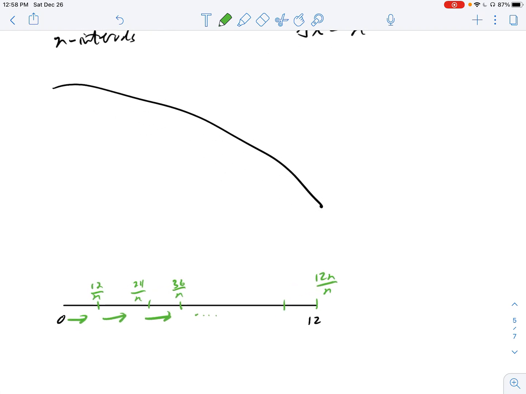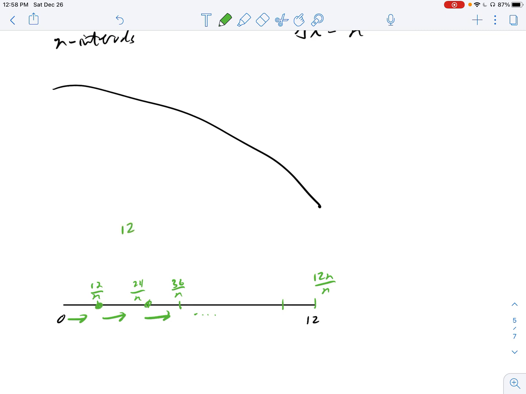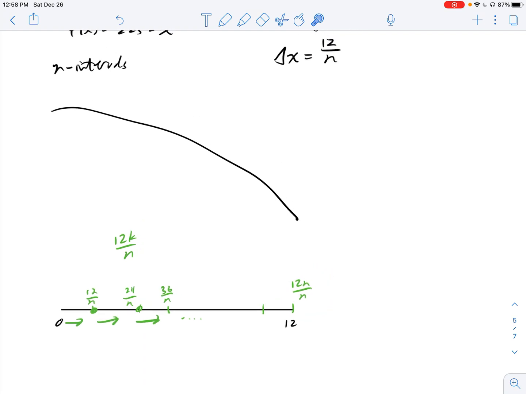So you might notice that all of my right endpoints have the form 12k over n. Here's my first one, here's my second one, here's my third one. I'm just counting by 12 over n: 12 over n plus 12 over n plus 12 over n. Eventually that gets me to 12 if I do it n times.